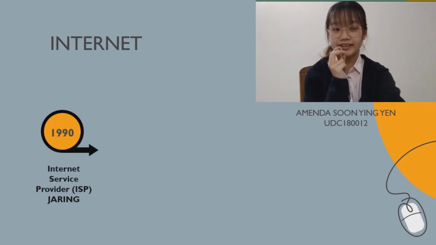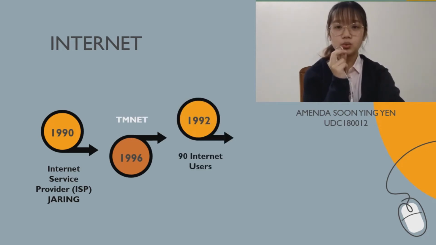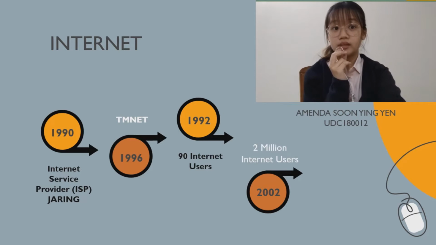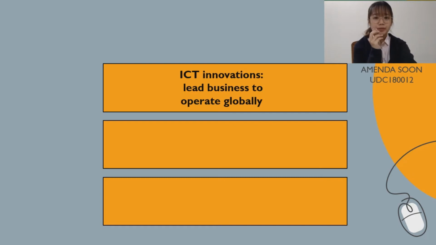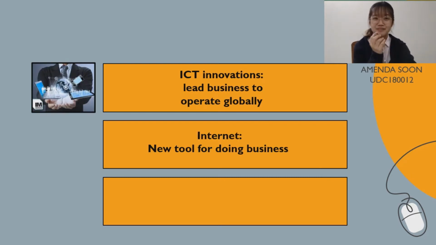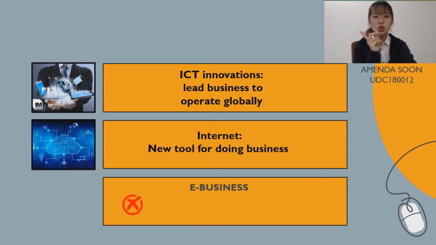Today, Alif and I will be sharing the development of e-business in Malaysia from 2019 to 2020. First of all, I would like to share the Malaysia Internet background, in which the first service provider, Jaring, was introduced in the year 1990, then TMNet in 1996, and the Internet users in 1992 has grown vigorously from 90 users to 2 million Internet users within only 10 years. The rapid adoption of the Internet in Malaysia as a commercial medium has enabled businesses to operate globally like never before. Therefore, e-business is no longer an alternative but an imperative.